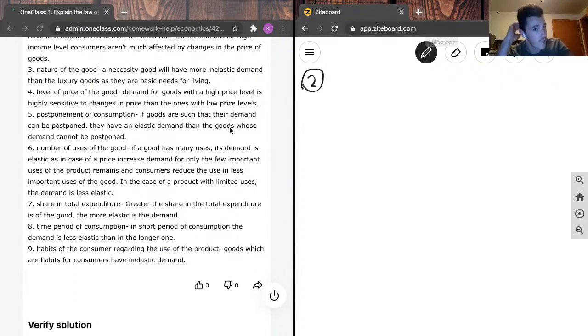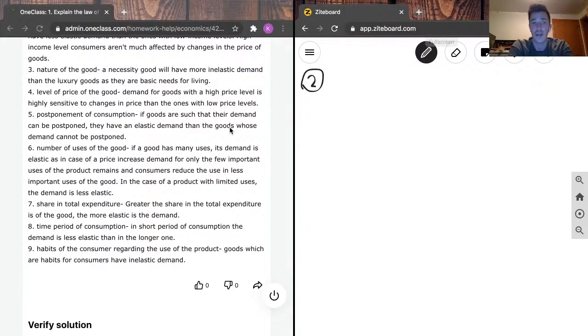Three would be the nature of the good. A necessity good will have more inelastic demand than luxury goods, as they are basic needs for living. So if your income were to decrease, you're not going to stop eating food. You need food to survive, so that's a pretty inelastic good. But if you were to take a huge hit to your income, you might buy less video games. Four, level of price of the good. Demand for goods with a high price level is more sensitive to changes in price than the ones with low price levels. Five, the postponement of consumption.